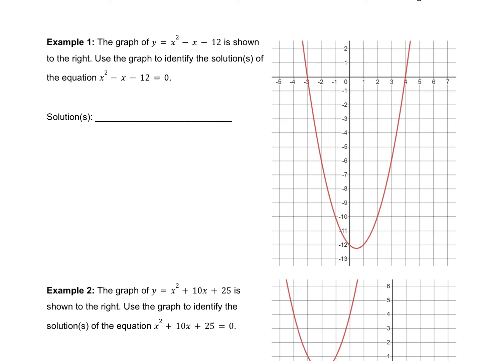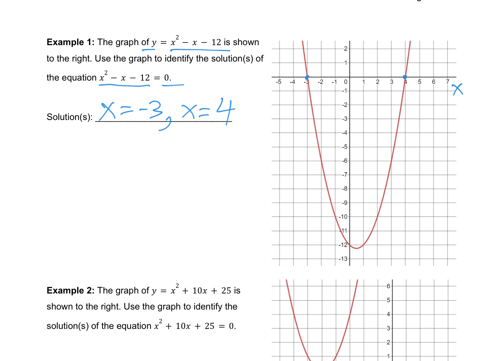Example 1, the graph of y equals x squared minus x minus 12 is shown to the right. Use the graph to identify the solutions of the equation x squared minus x minus 12 equals 0. Notice this is the same as this, but here it's equal to 0, here it's equal to y to make the graph on the coordinate plane. So if we look at our x-axis, you see the graph crosses at -3 and +4. So you would just write x equals -3, x equals +4. Those are the solutions. Again, it's that simple.